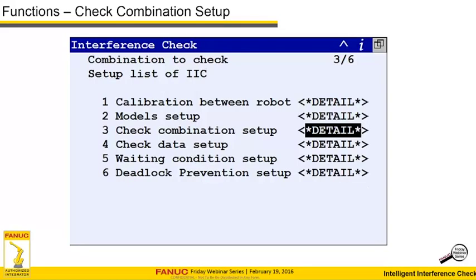We need to use combination check to tell the system that this model is not allowed to touch this model, or this model needs to wait for this fixture model. So going into our next video here, I'm going to show you how to set up the check combination for this wall.